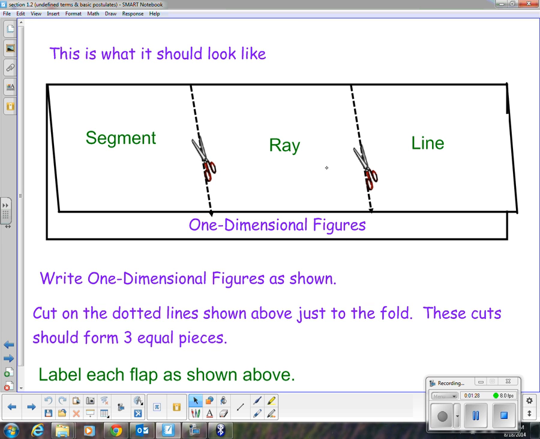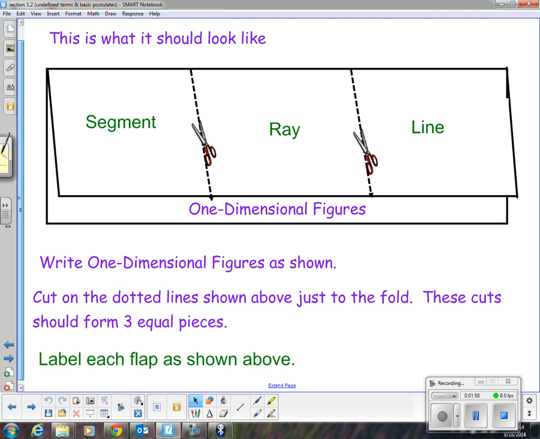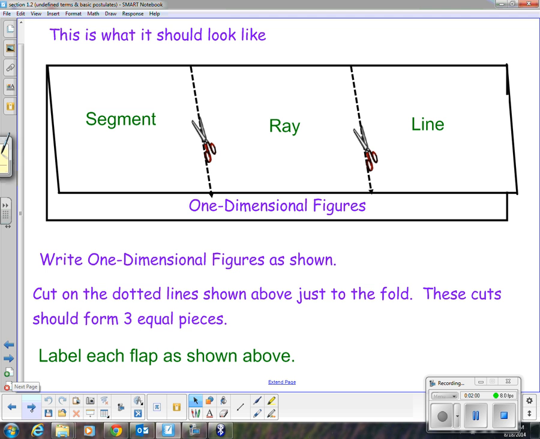And then you're going to take this flap, which is what you folded over. This is a fold line in the slide before. And you are going to split this into thirds. And you're going to take scissors and you're going to cut up to the fold line but not beyond. And you're going to come here. You're going to cut up to the fold line, not beyond. You'll write segment on this flap. You'll write ray on this flap. And you'll write line on that flap. This is preparing you because we're going to write some notes on this foldable. So you're going to label each flap shown above. All right, you might need to pause this in order to get this done.